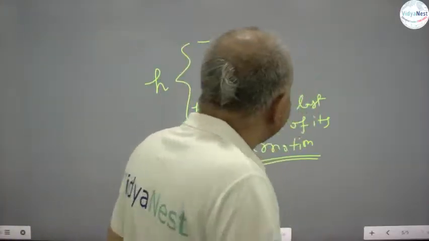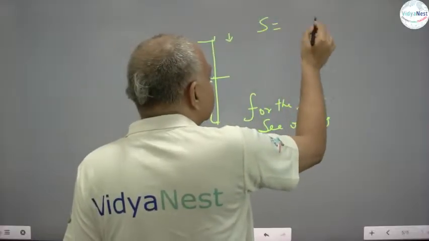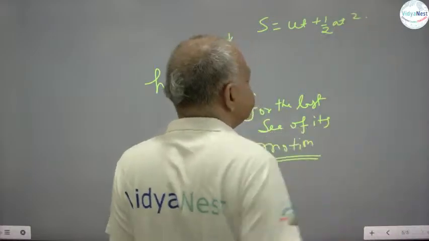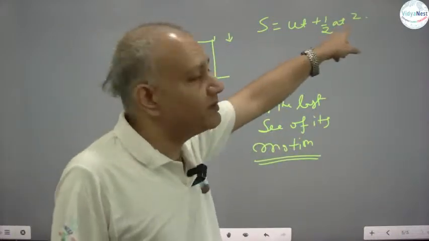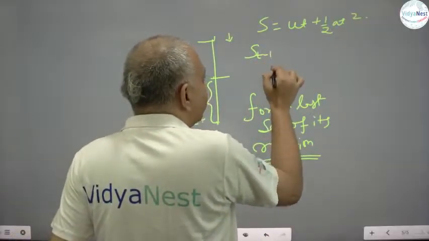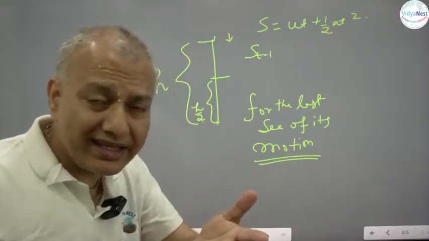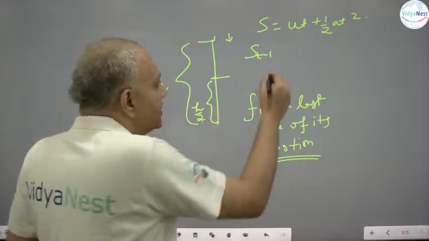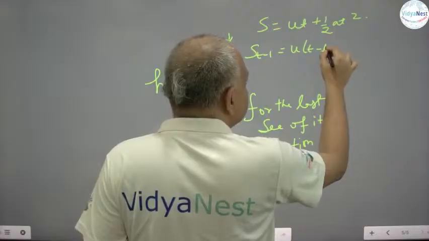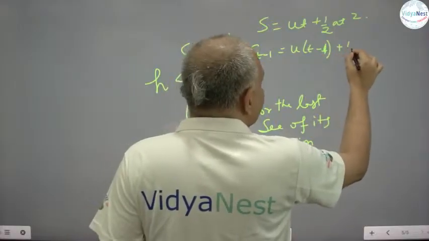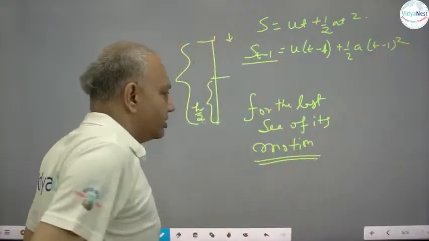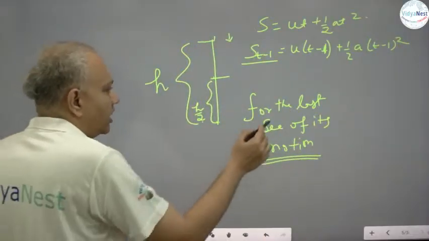One thing you can see: s is equal to ut plus half at square. You know this thing. Within time t, this much displacement occurs. Within t minus 1, meaning just 1 second before, what is the length it has traveled? s is equal to u(t minus 1) plus half a (t minus 1) whole square, isn't it? This thing.